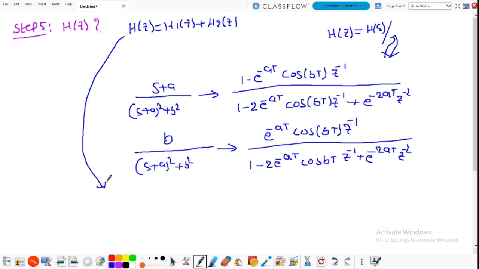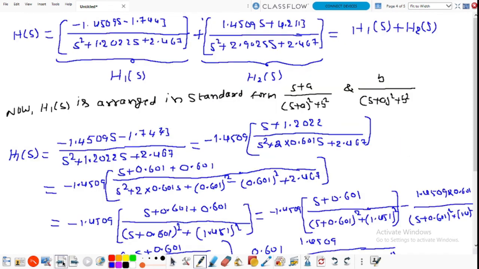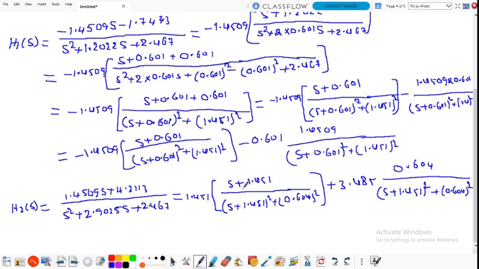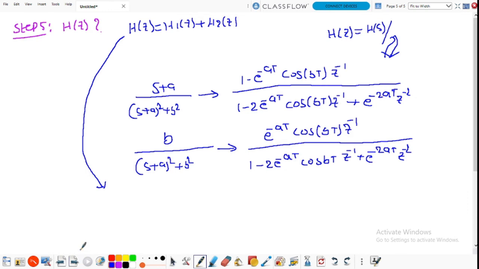Now this is the equation of H1 of S, and this is the equation of H2 of S. In H1 of S, the A value is 0.601 and the B value is 1.451, and in the H2 of S equation, the A value is 1.451 and the B value is 0.604. Substitute the A and B values, and we get the final equation of H of Z.